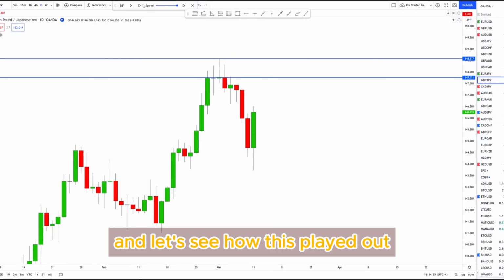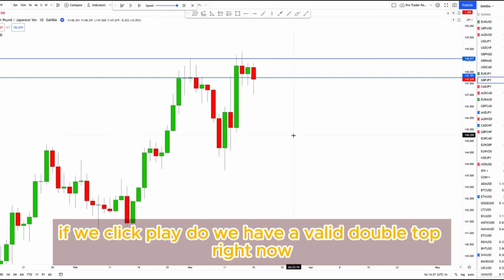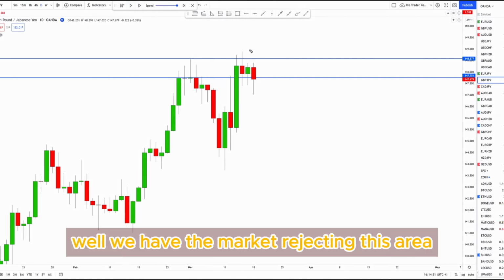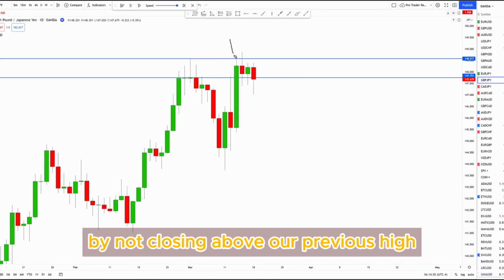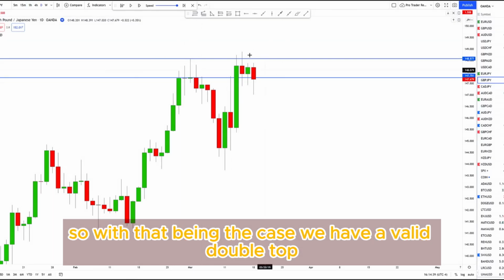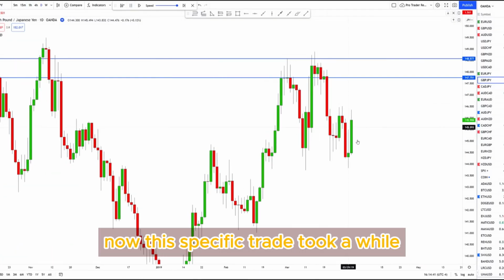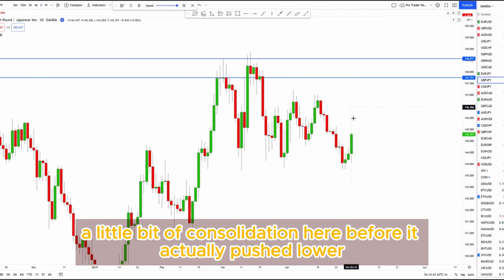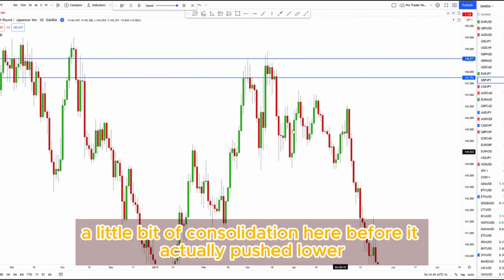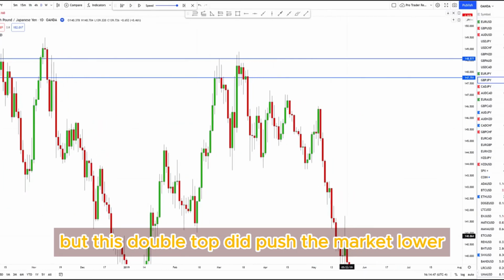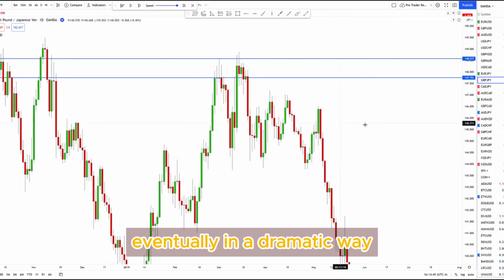And let's see how this played out. If we click play, do we have a valid double top right now? Yes, we do. Why is that the case? Well, we have the market rejecting this area by not closing above our previous high. So with that being the case, we have a valid double top. Now, this specific trade took a while, a little bit of consolidation here before it actually pushed lower, but this double top did push the market lower, eventually in a dramatic way.